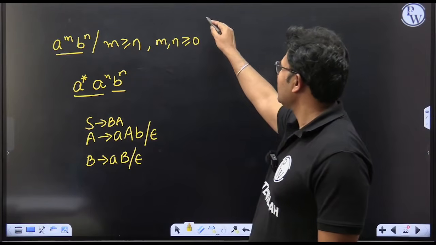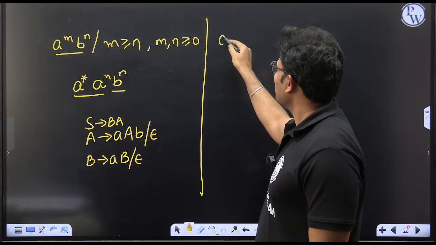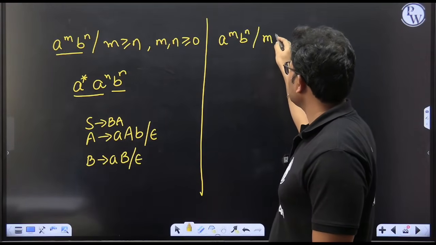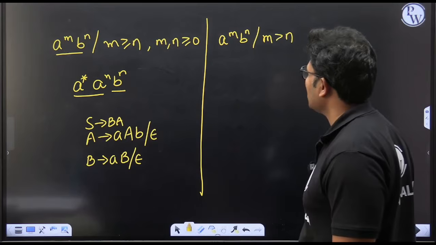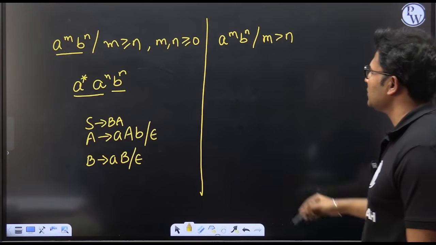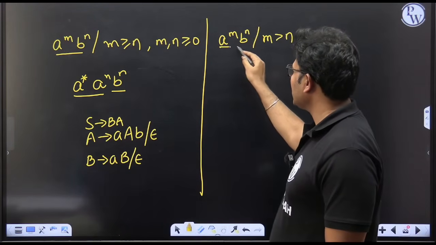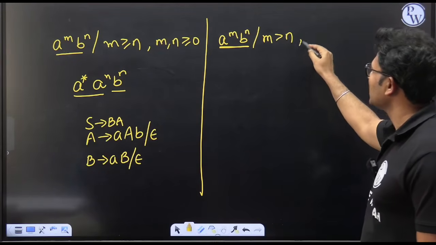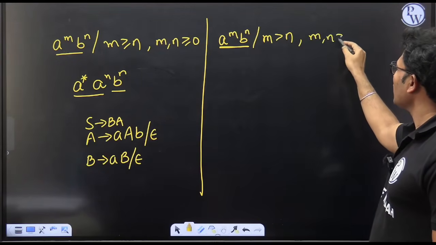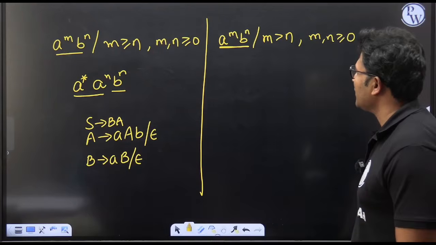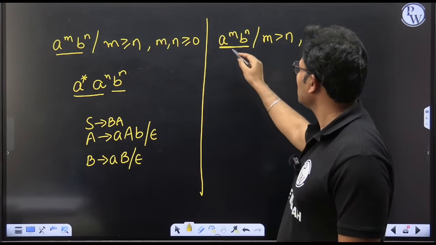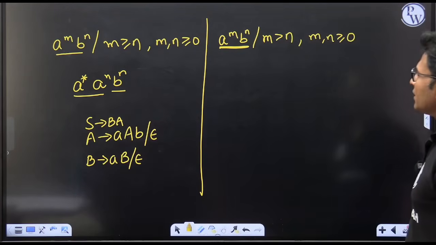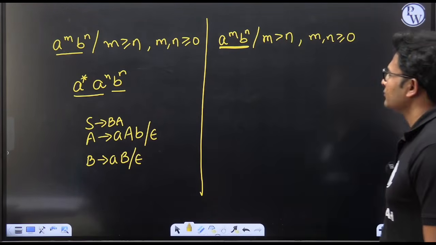Now, if I say a^m b^n such that m is strictly greater than n, which means these two will never be equal. The a's will strictly be greater, with m, n greater than or equal to 0. So a is strictly greater than b.